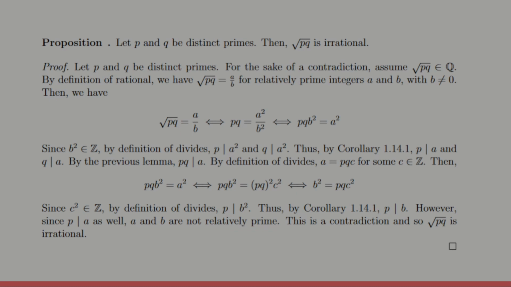I hope this video has been useful for you. From here, you could show that the square root of the product of 3 distinct primes is irrational, for example, and I encourage you to try it. Then, maybe you could prove it for an arbitrary number of distinct primes, or you could start talking about odd powers of primes or prime factorizations.